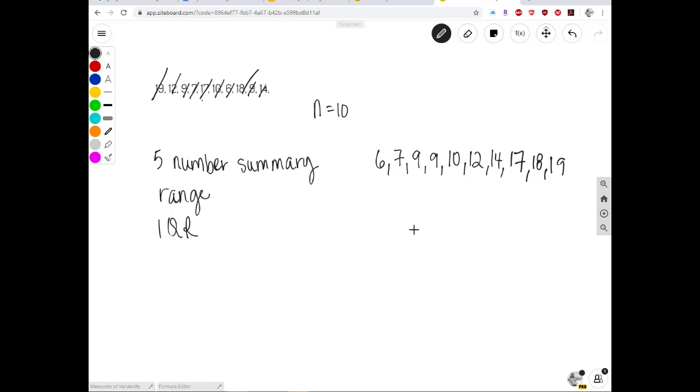Okay. So now I can figure out my 5-number summary. So I've got my min, my lower quartile, also known as Q1 or quartile 1. I have my median. I have my upper quartile, also known as Q3 or quartile 3. And I have my max. Well, the min is 6. My max is 19.